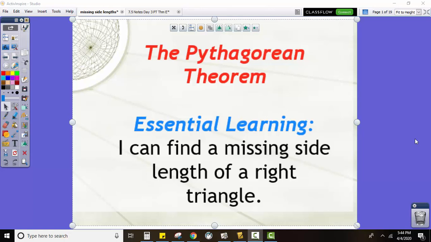So for the very last part of our lesson today, we're going to focus on something called the Pythagorean Theorem. It kind of wraps everything together and puts an equation with our learning. Our essential learning will be the same. I can find a missing side length of a right triangle.